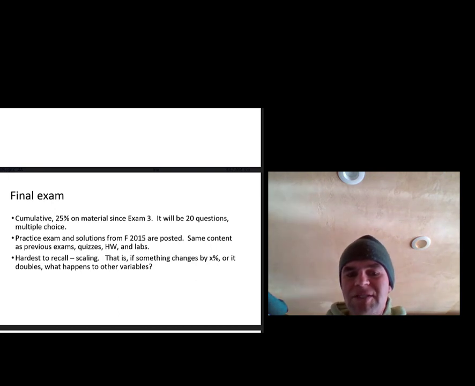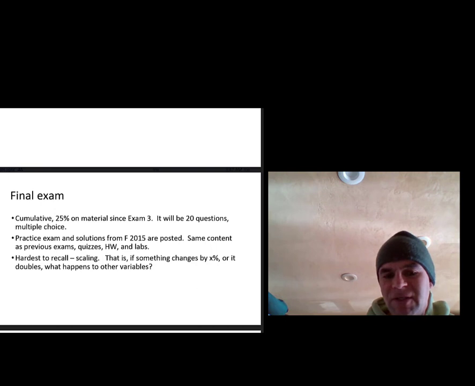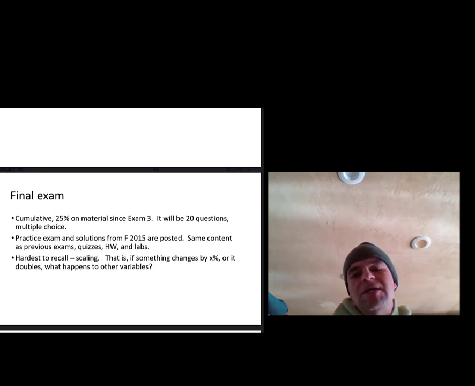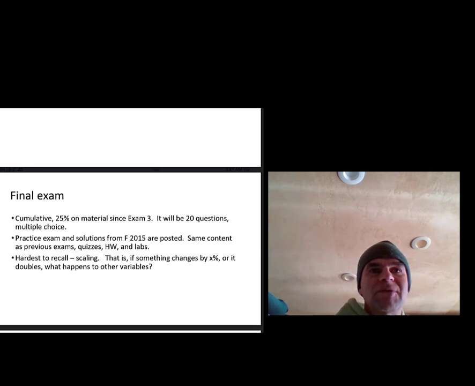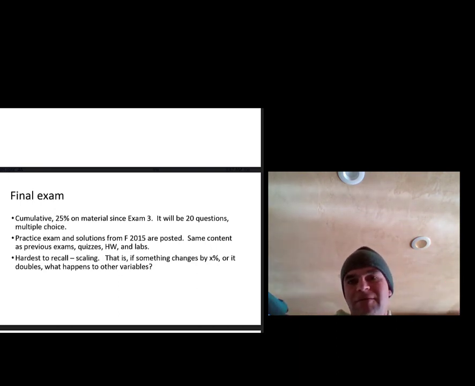My experience is that the hardest thing to recall is scaling, which is a lot like percent change. If something changes by some percentage, 2%, 3%, that's percent change, figuring out how much that affects something else. Scaling is if something doubles, triples, quadruples in size, how will something else be affected? For instance, how will the surface area be affected if the volume increases by a factor of 3? Or if the surface area increases by a factor of 4, how does that affect the linear dimensions of an object, like the diameter of a sphere or the side of a cube?